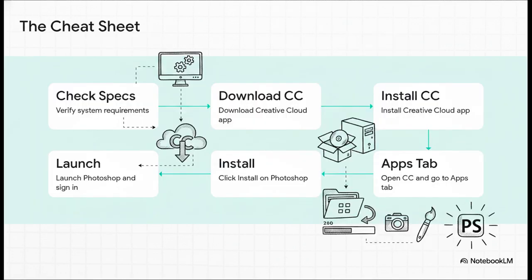So when you take a step back, this whole journey really boils down to this perfect, totally screenshot-worthy cheat sheet. 6 super manageable steps. 1. Check your system specs. 2. Download the Creative Cloud app. 3. Install it. 4. Open the Apps tab inside Creative Cloud. 5. Click Install on Photoshop. And 6. Launch it and sign in. That's the whole shebang, start to finish, distilled down to its absolute essence.